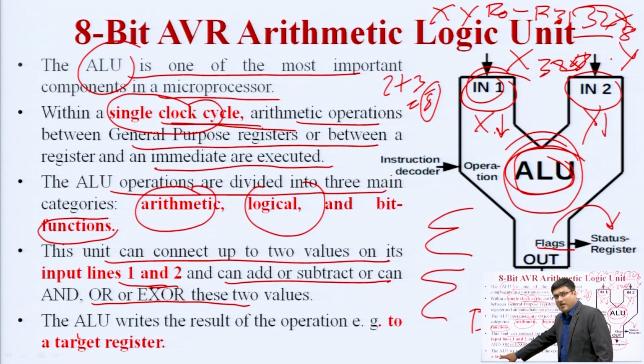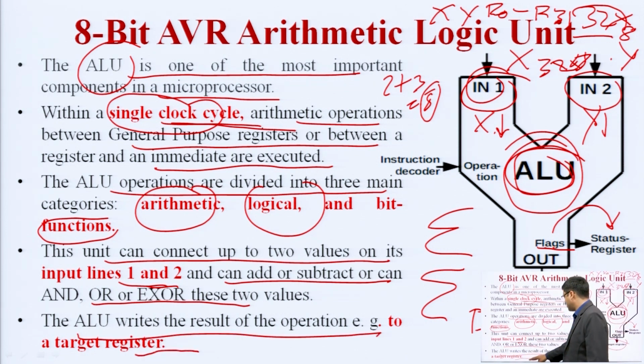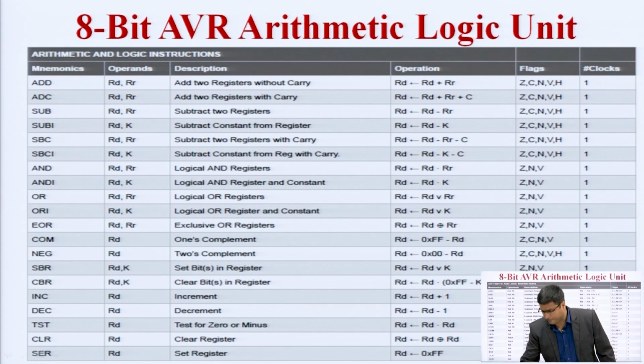Basically the ALU writes the result of the operation, for example, to a target register. We have seen that whatever arithmetic or logical operations we do, the result is stored in the target register. After that, the value stored in the target register goes onto the 8-bit data bus. We have seen this in the block diagram.